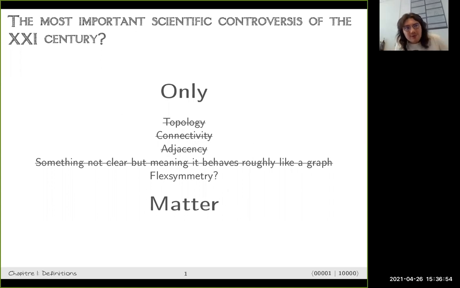And that's the point of this: to think about the only-topology-matters paradigm. I will say OTM starting from now, and ask what it really means in terms of equations. This is what I would call flexsymmetry. So let's see what flexsymmetry is.